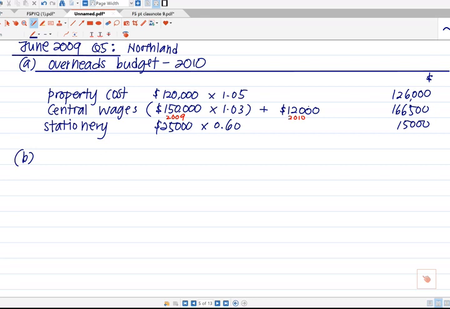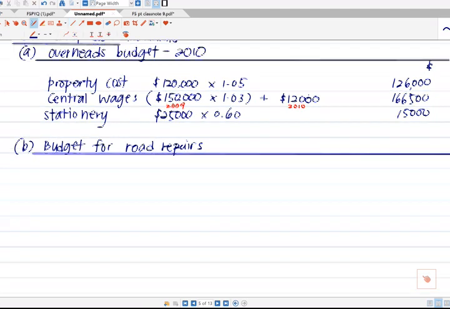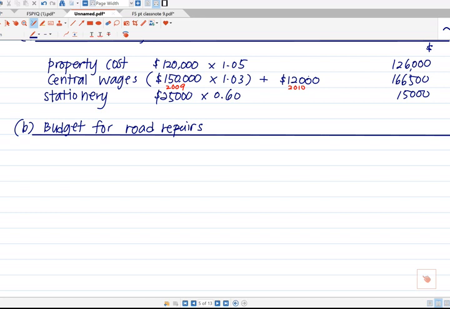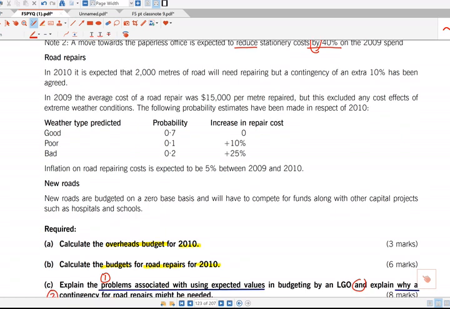B. What do they want you to calculate? The budgets for road repairs. Come, let's take a look at this story. So, very quick, we spend 5 minutes for this. Count. What do you have for the road repair story?